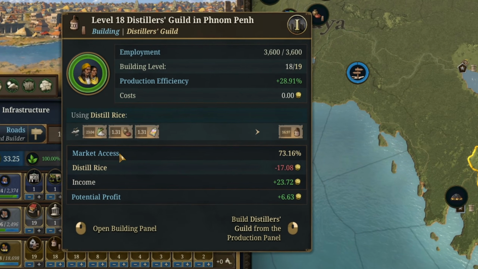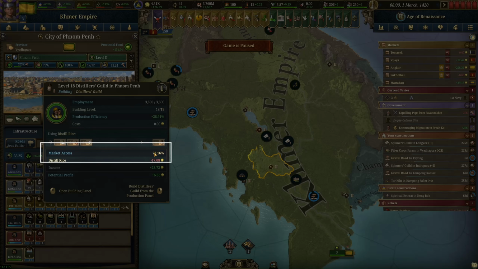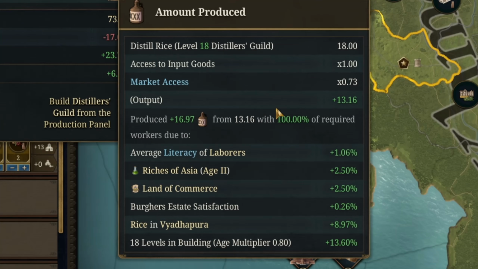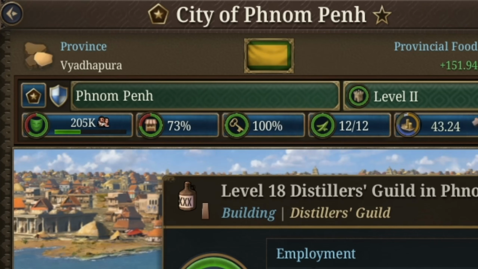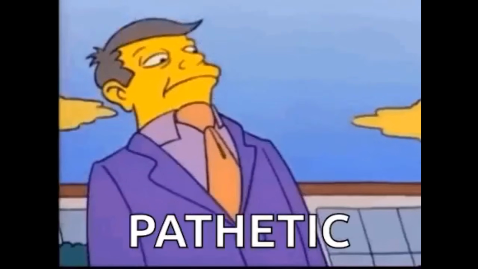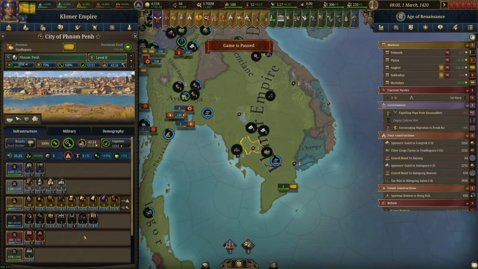When you hover over any production building, market access appears here, and then you can check the exact production by hovering over the icon of the relevant product. And it's clear that my base production, 1 per level, was reduced, actually multiplied by 0.73, which is exactly the market access value for this location. So instead of producing 18 units of moonshine, I am producing barely 13. Pathetic waste. And it's simply very inefficient.